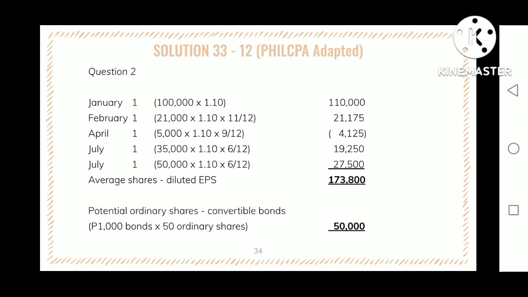Question 2, we're going to compute for the diluted earnings per share. Noong January 1, gaya dun sa question 1, meron tayong 110,000. Noong February 1, meron tayong 21,175. Noong April 1, meron tayong treasury shares na 4,125. Noong July 1, meron tayo ulit na amount 19,250. At isa pang record noong July 1, ang sabi meron daw 1,000 pesos bond na convertible into 50 ordinary shares. Thus, meron tayong 50,000 ordinary shares times 110% times 6 over 12, meron tayong 27,500. Kaya, ang average shares natin para sa diluted EPS ay 173,800.